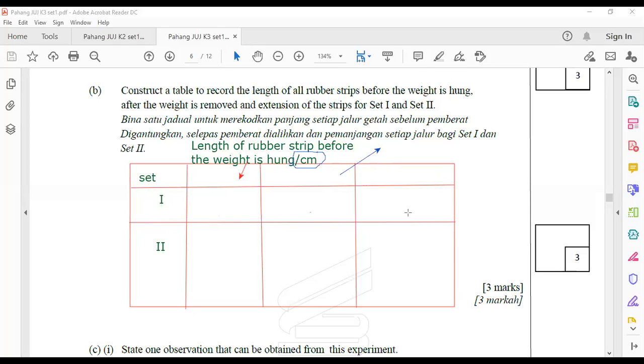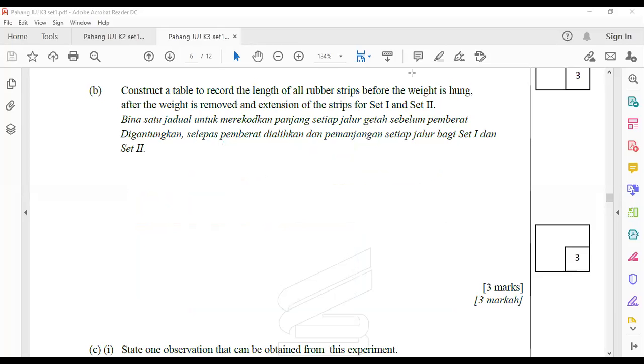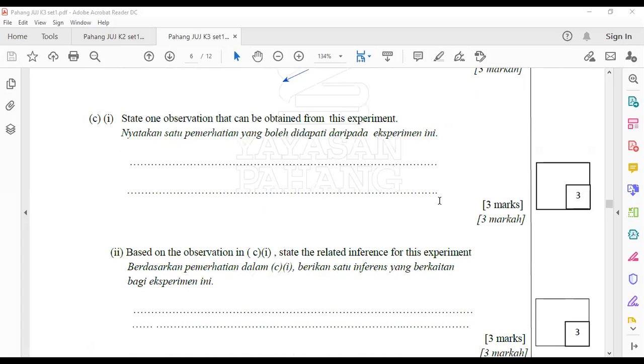Now for set 1, the extension will be 1.0 centimeter. And for set 2, the extension will be 0.0 centimeter. Don't put only 0, it is 0.0 centimeter. Okay, so next part. Okay, we are now going to the next part.